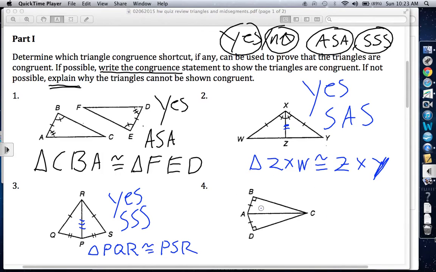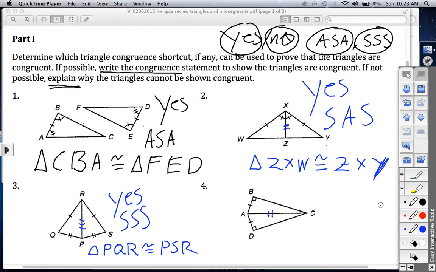Question number four definitely has a trick. This one's going to be a yes. But here's what's tricky about it. We know that this is congruent to itself. So let's go ahead and mark that. Right? It belongs to both triangles. If we look at the evidence that we have, all we know is this is an S, this is an S, and this is an A.